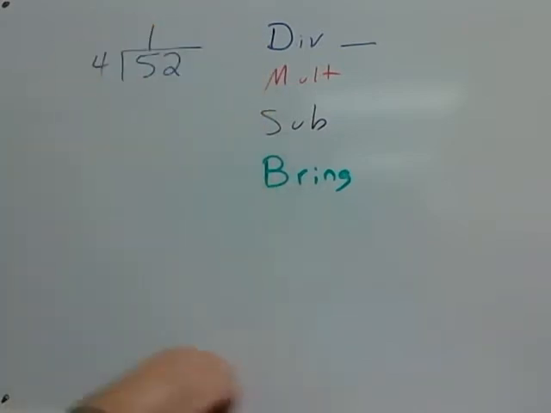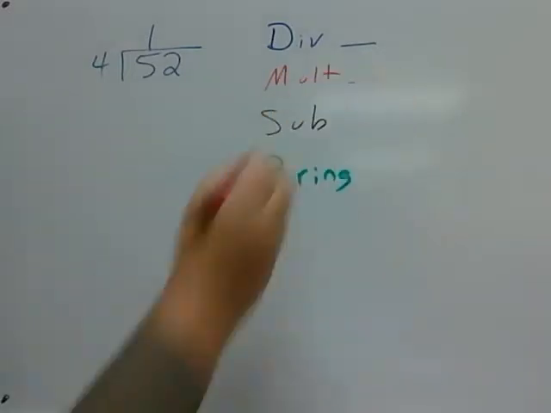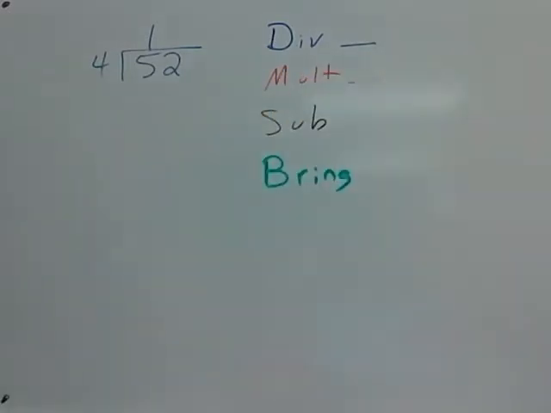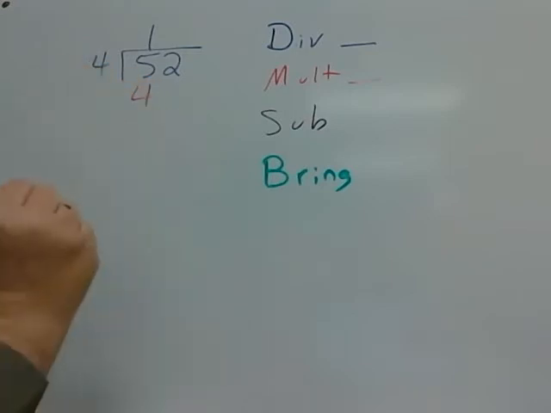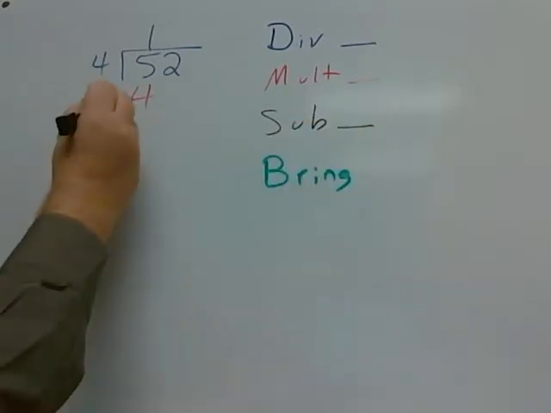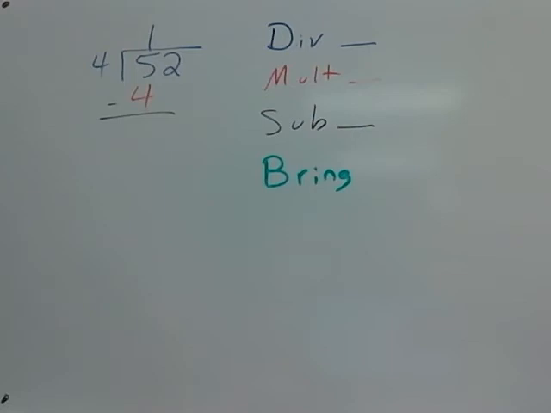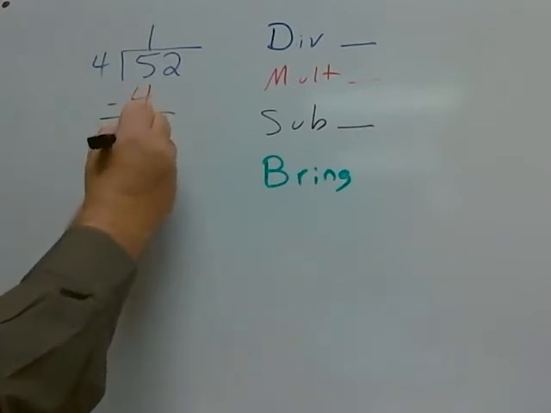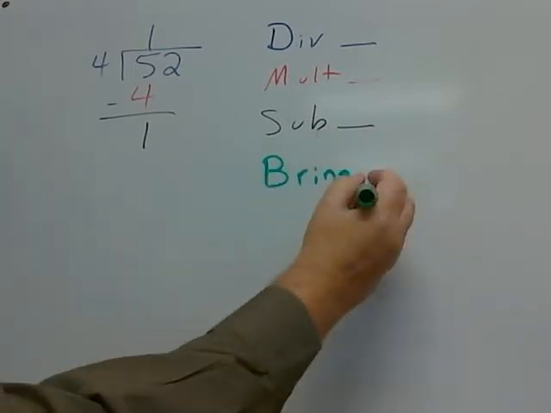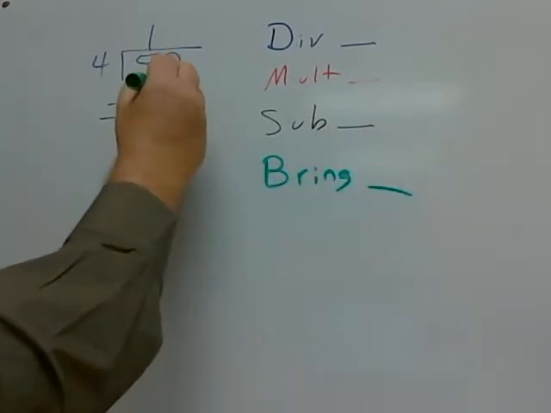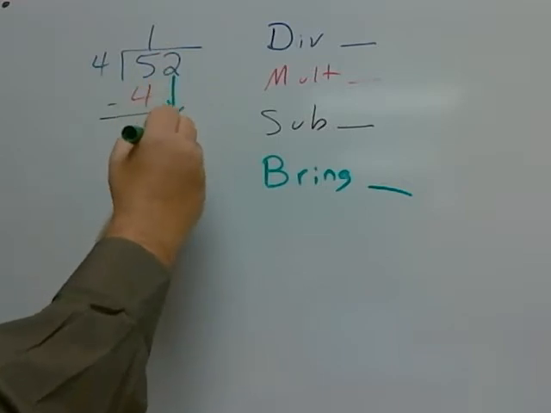So I divided successfully. My next step is to multiply my new number. We have 1 times 4 is 4. Next, going on my chart, it tells me that I need to subtract. 5 take away 4, that's easy. That's 1. Now, finally, this tells us to bring down a number. Bring down the 2. Goes right there.